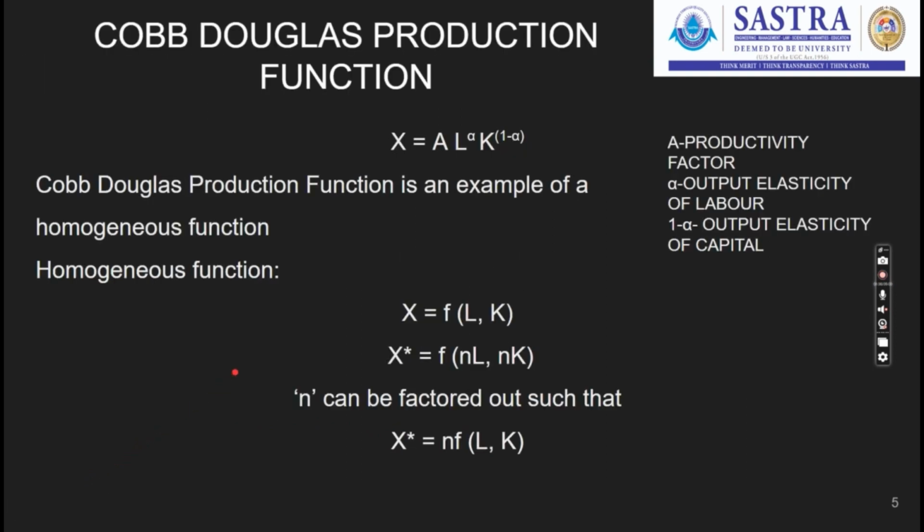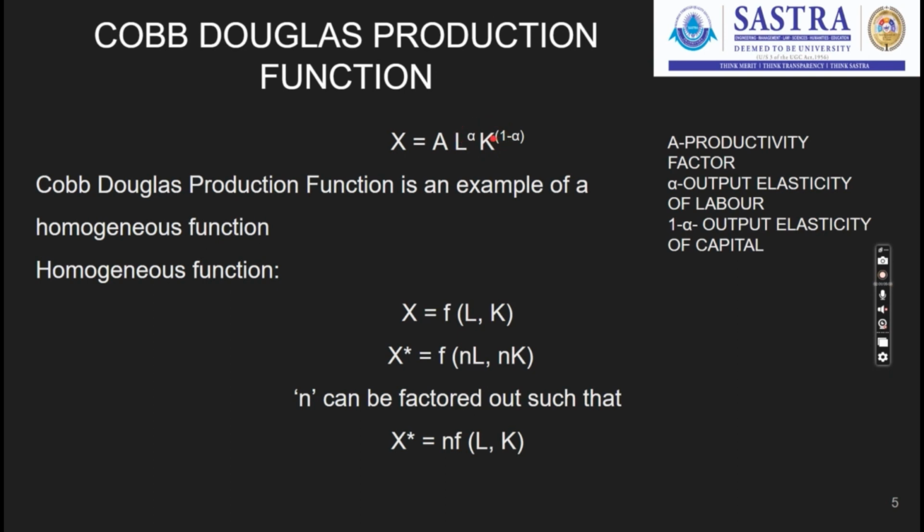Moving on to Cobb-Douglas production function. This function is written as X is equal to A into L to the power alpha and into K to the power 1 minus alpha. The A here is a productivity factor, and alpha represents the output elasticity of labor, and 1 minus alpha represents the output elasticity of the capital.